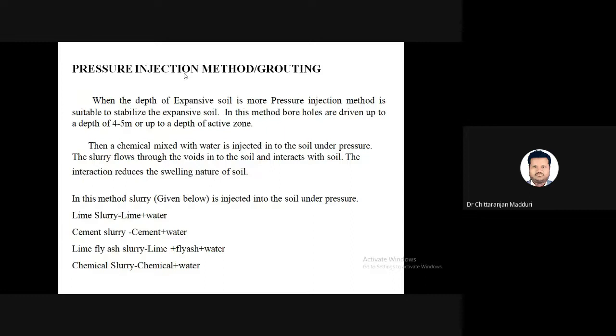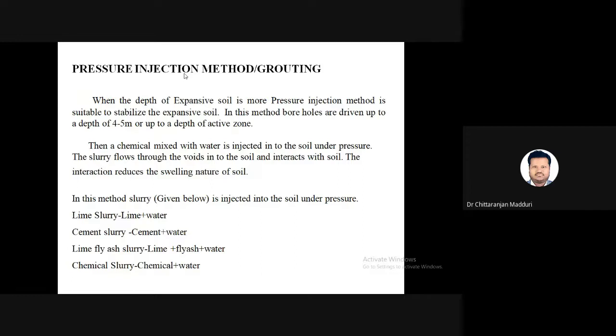Pressure injection method of grouting. Lime stabilization is suitable only for shallow depth because the effect of lime stabilization is limited to shallow depth. When the depth of expansive soil is more, the pressure injection method is suitable to stabilize the expansive soil. In this method, boreholes are driven up to a depth of 4 to 5 meters, or up to the depth of the active zone.